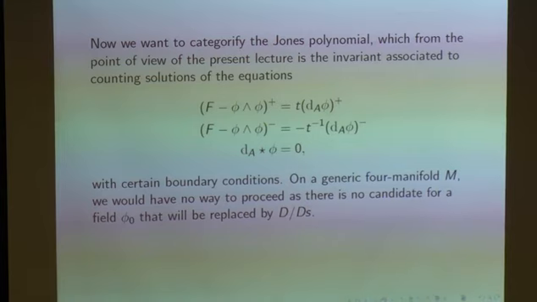So now we want to categorify the Jones polynomial, which from the point of view of the present lecture is the invariant associated to counting solutions of these equations with certain boundary conditions that I haven't told you about. On a generic 4-manifold, we can't categorify this invariant because there's no candidate for the field phi 0 that should be replaced by d by s. So the invariant you get on a generic 4-manifold, if you can define this invariant, is the numerical invariant that's related to geometric Langlands. So it can't be categorified by this method because there's nothing you would call phi 0.